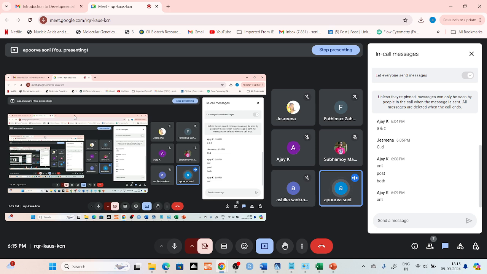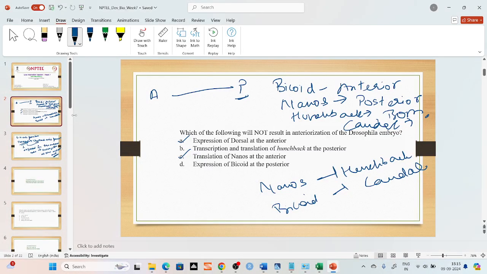So hunchback is expressed in the anterior end. If it is present at the posterior end, that means posterior axis formation is hindered. Posterior axis formation is hindered, not the anterior axis. Anterior axis is well preserved. So this phenomenon will not lead to any problem in anterior axis formation. There can be a problem in posterior axis formation, but not in the anterior one.